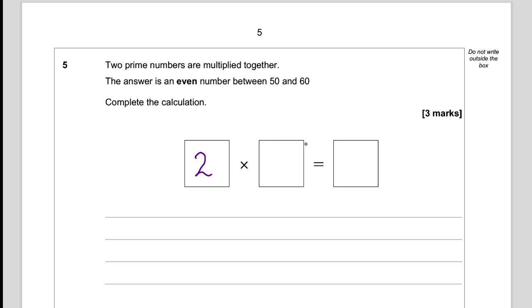2 times, so I'm after a prime number bigger than 25. I think 25 can't be, 26 can't be, 27 can't be, 28 can't be, 29. So I think it's going to be 2 times 29, and that's going to give you 58.